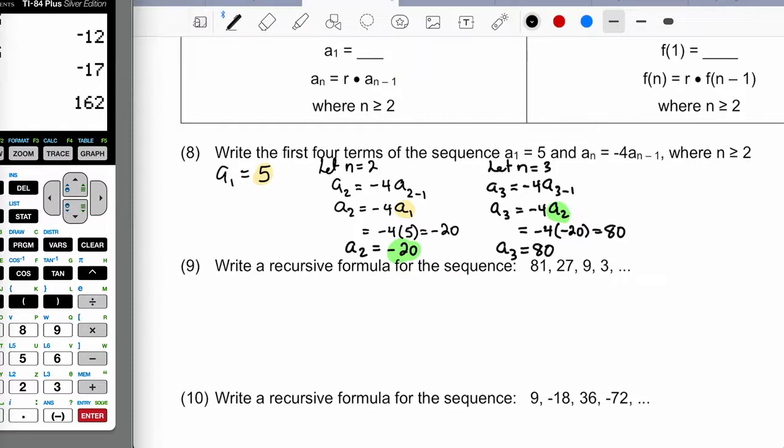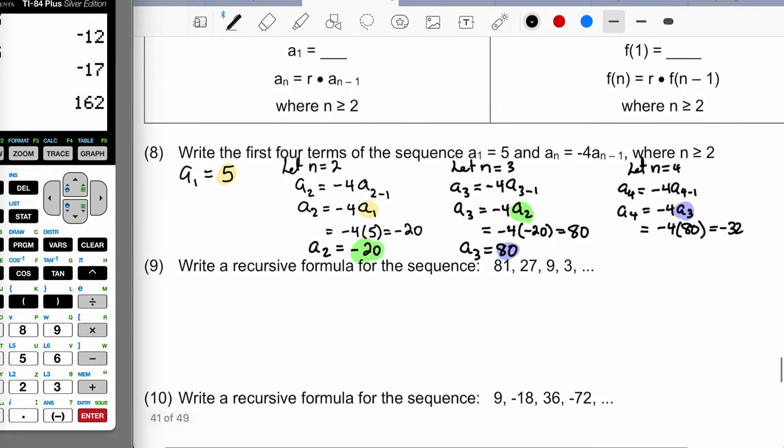All right, and then we would just need to do that for one more term. Let n equal 4. A sub 4 is negative 4 times a sub 4 minus 1. So a sub 4 is equal to negative 4 times a sub 3. A sub 3 is now known to be 80. So negative 320 is what we would get for a sub 4.